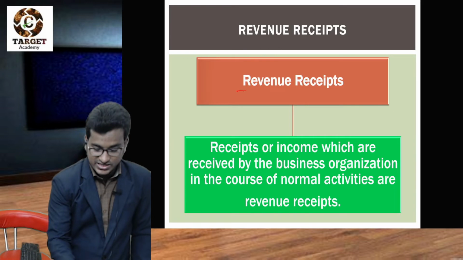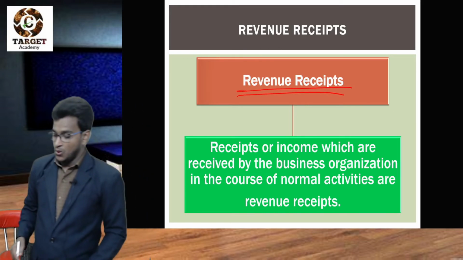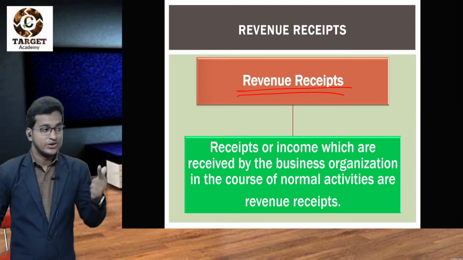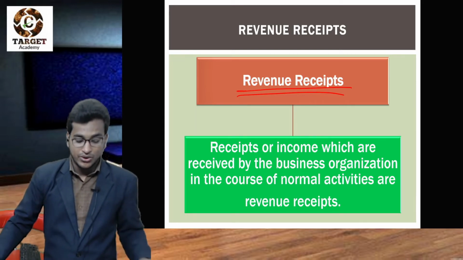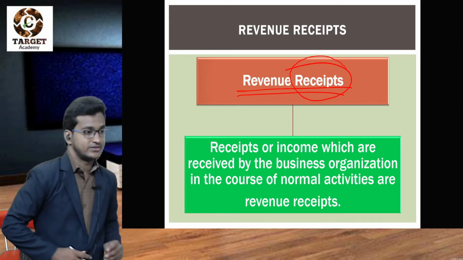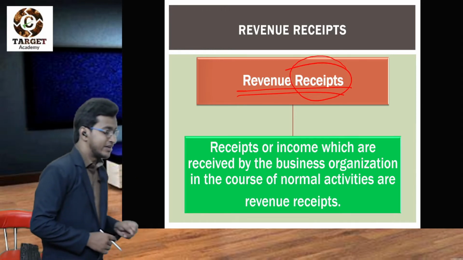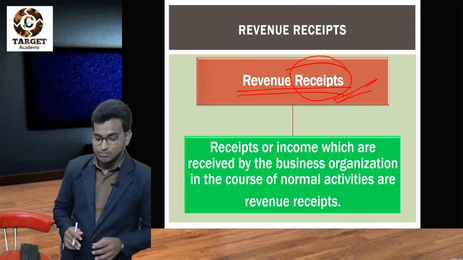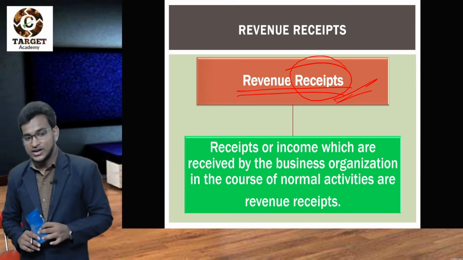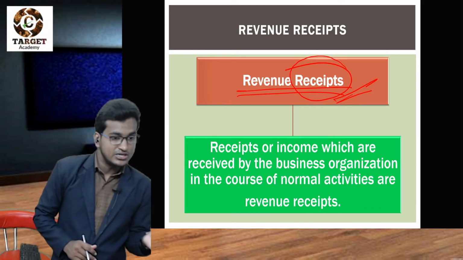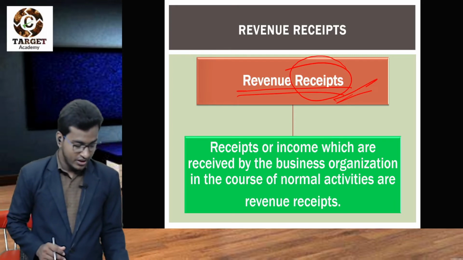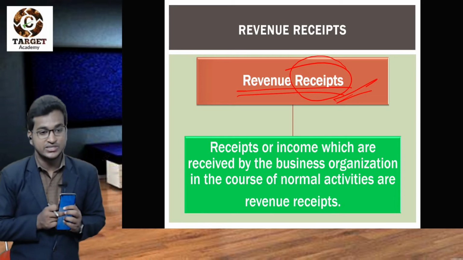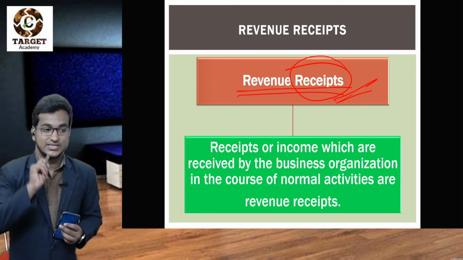Revenue receipts. We spoke about capital expenditure, then revenue expenditure, then capitalized expenditure. Now revenue receipts. What is that? That means we are receiving something. That is a receipt, maybe a revenue receipt or capital receipt. If it is related to my normal ordinary activity, that is a revenue receipt, otherwise that is a capital receipt.